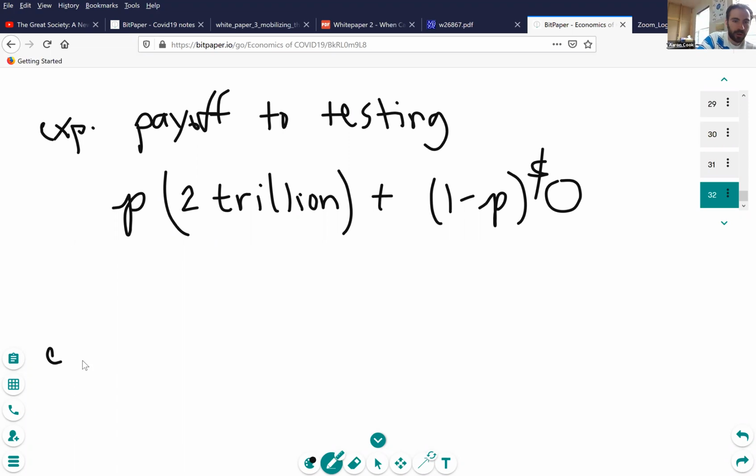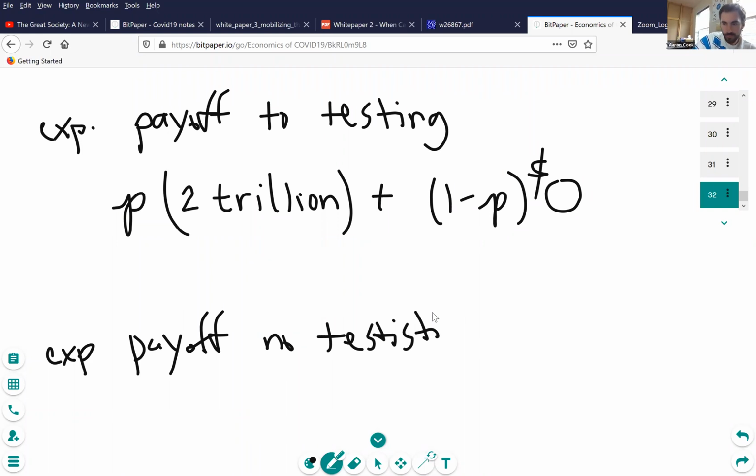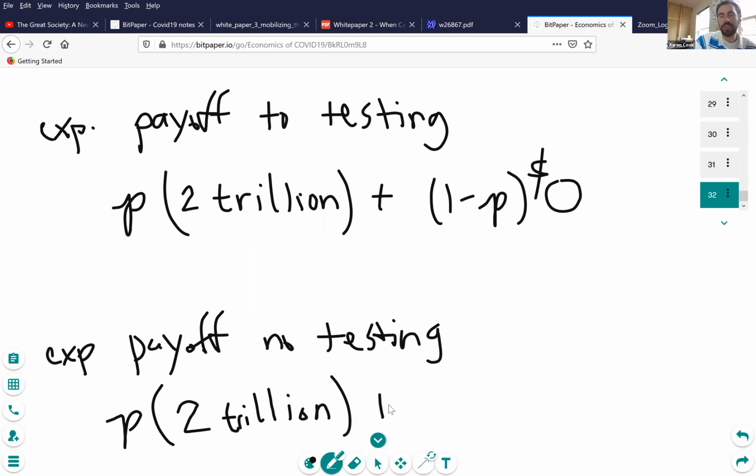And then the expected payoff for no testing would be a probability of P that, let's just say in this scenario we do shelter in place no matter what happens. We just enact that policy. We put out orders to stay in your homes, close non-essential businesses. There's a P probability that turns out to have a big payoff. We get 2 trillion. But there's also some probability that ends up having more costs than benefits, in which case we have negative 2 trillion.